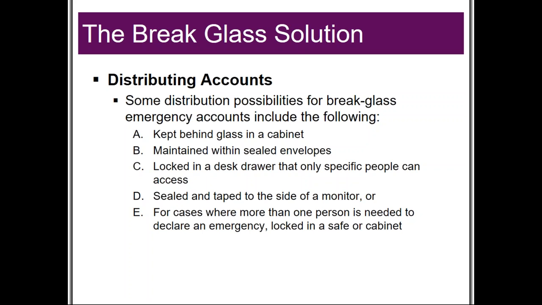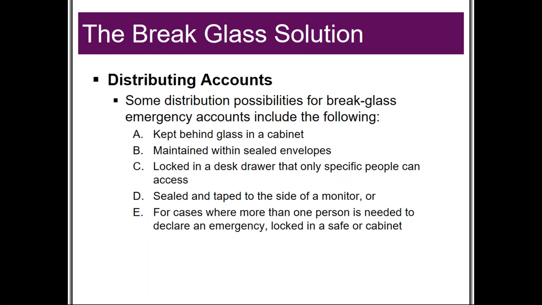The third one is locked in a desk drawer that only specific people can access. All right, so I put it in a desk drawer, kind of like that sealed envelope, and only certain people would get it. That's pretty self-explanatory. The next one is sealed and taped on the side of a monitor. If you're in a hospital, let's say, it could be sealed and taped to the side of a monitor in your clinical area that the doctors and nurses and everybody else are working in. So it's going to be visible to many, so it would be obvious when it's missing or damaged and somebody can say something about it. Okay?